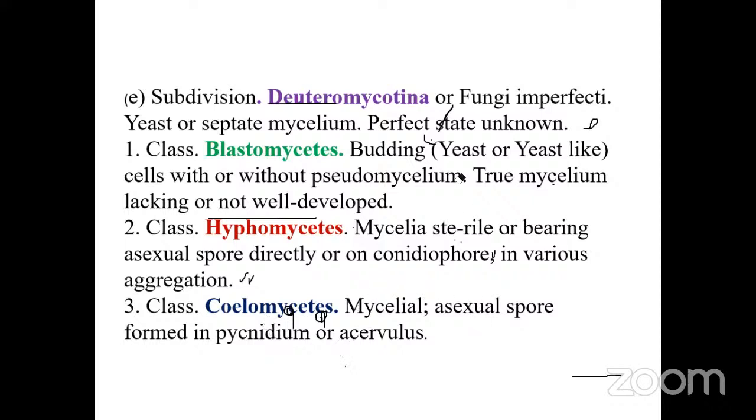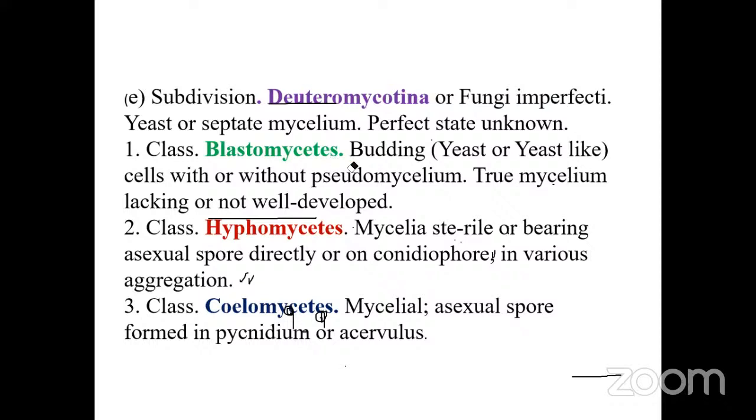Deuteromycotina means imperfect fungi. There is no perfect stage. There is no sexual reproduction in these fungi, or we don't know the sexual reproduction, the perfect stage. If we know the perfect stage, based upon the fruiting body, we shift to either Zygomycotina, Mastigomycotina, Ascomycotina or Basidiomycotina. If it is not found, it will remain in the Deuteromycotina.